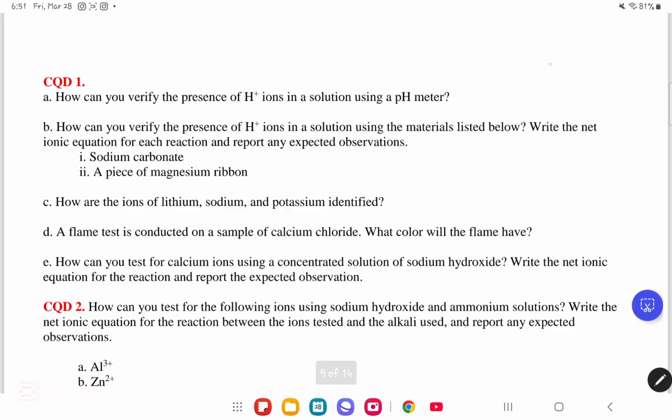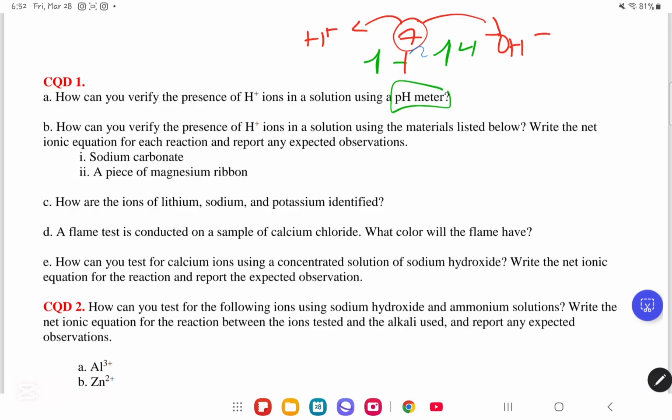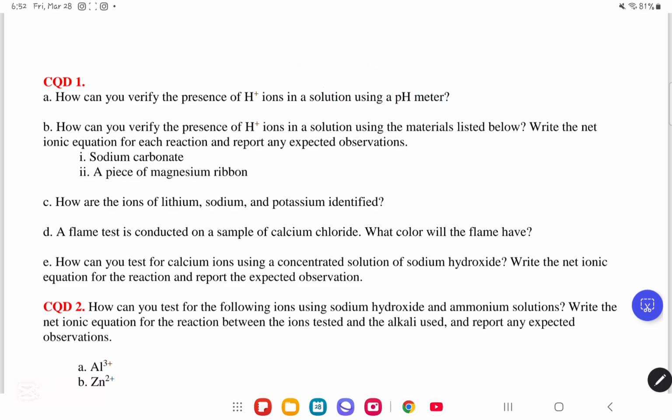So anyways, we move on to CQD number 1. Here they told us, how can you verify the presence of H plus ions in a solution using a pH meter? A pH meter will verify the presence of H plus ions by ranking it on a scale between 1 and 14. In between 1 and 14 we have 7. 7 means it has the same number of H plus ions as OH minus ions. If it is greater than 7, it will have more OH minus ions. If it's less than 7, it will have more H plus ions. That's very simply it. So you can say if the pH meter gives a reading less than 7, then it contains a high concentration of H plus ions.